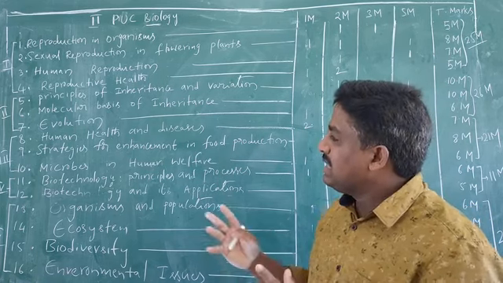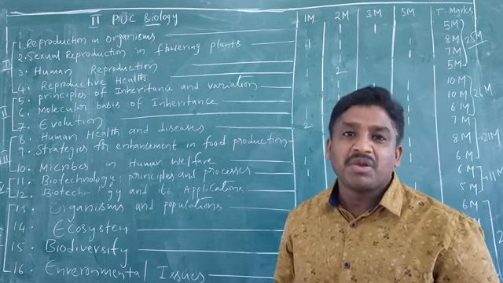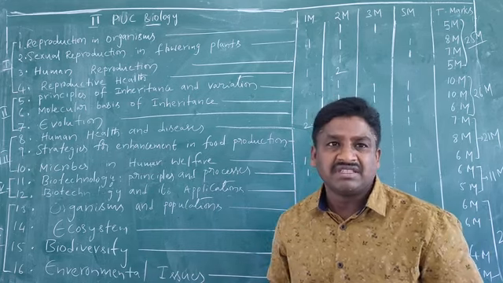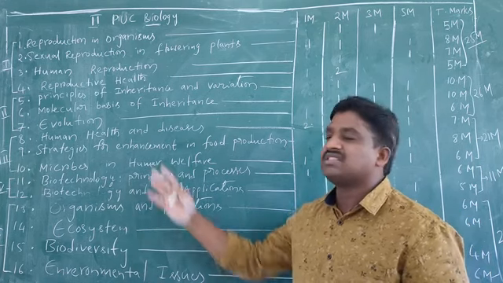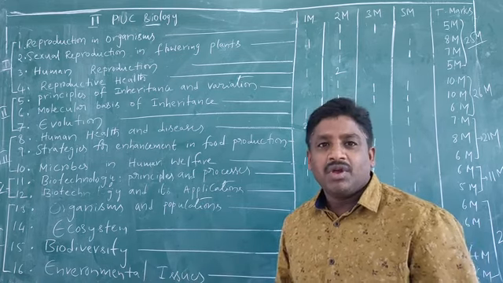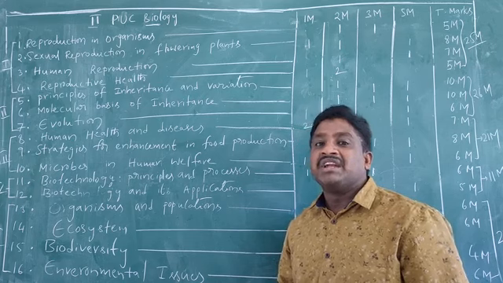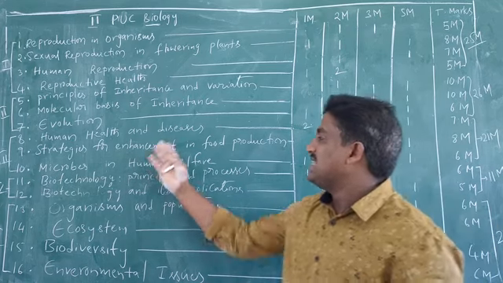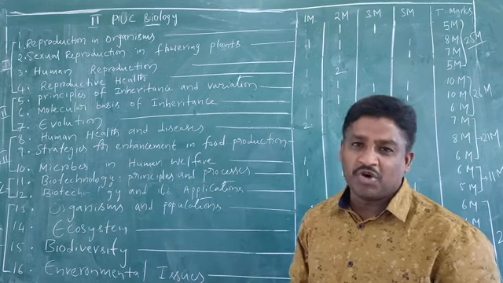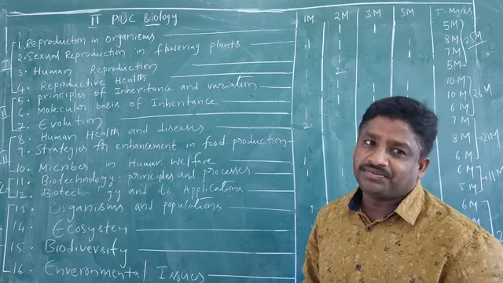Next, in animal breeding, you can see the different poultry features, and sericulture features. There are different kinds of features in animal breeding and plant breeding. What are the steps of plant breeding? There are different techniques used in plant breeding in the strategies for enhancement of food production. And one more, tissue culture.